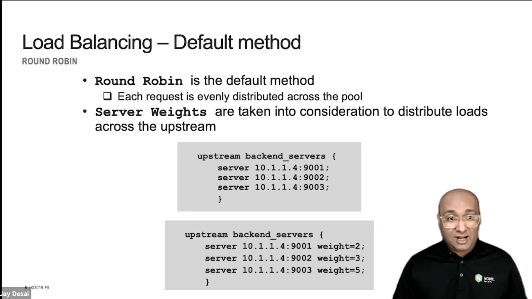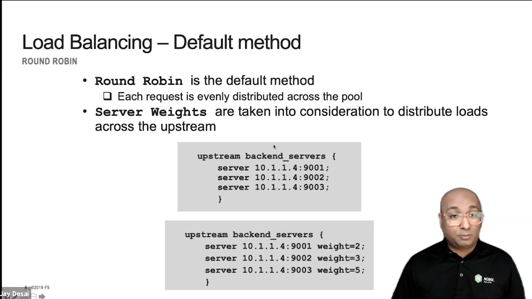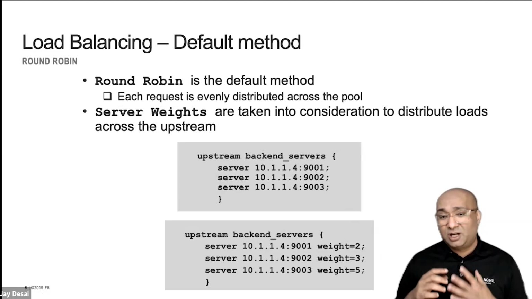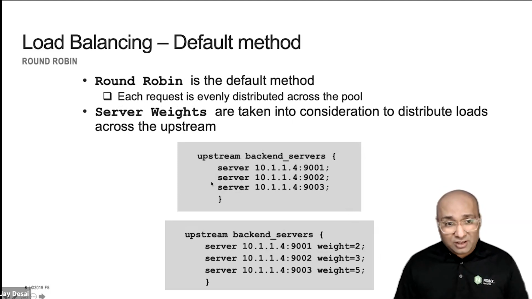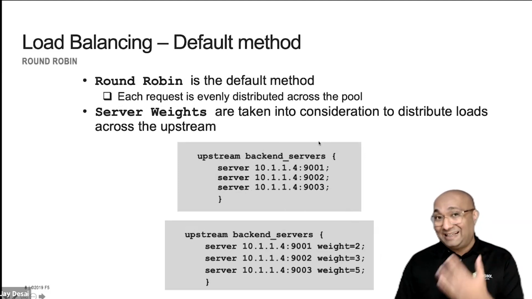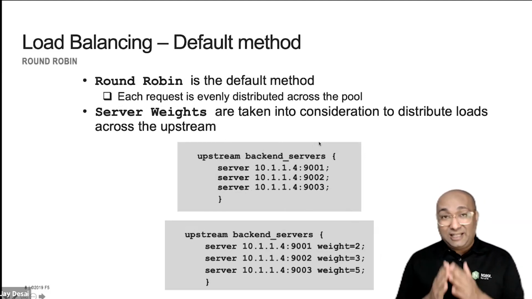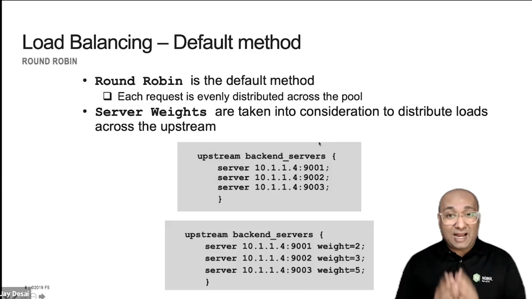Talking about the default method of weighted round-robin, in this method each request is distributed evenly across the pool of backend servers. NGINX uses a mechanism of assigning a weight to each upstream or backend server. In this scenario, the one in the middle, each of these servers has a weight of 1, and it adds up to a total of 3 units. Therefore, the load is divided equally across these 3 endpoints.